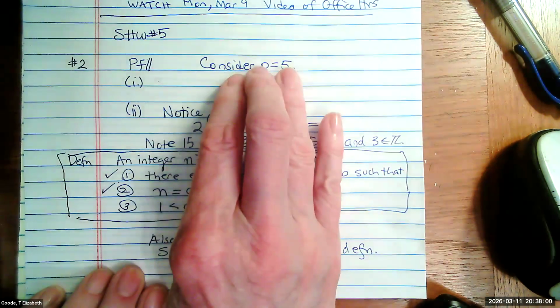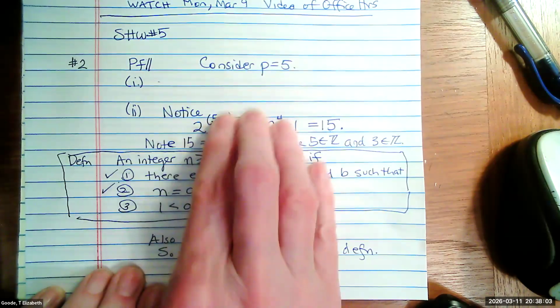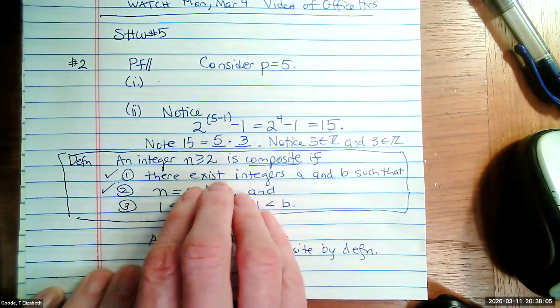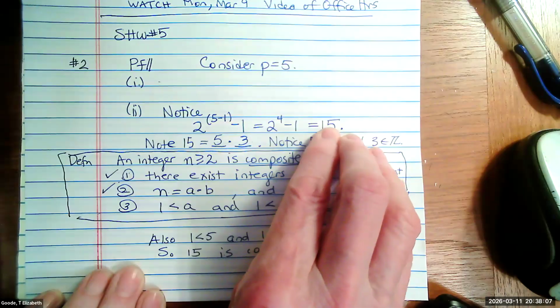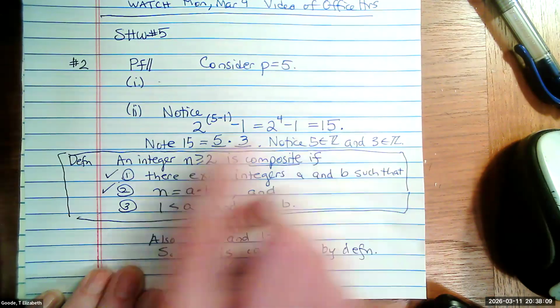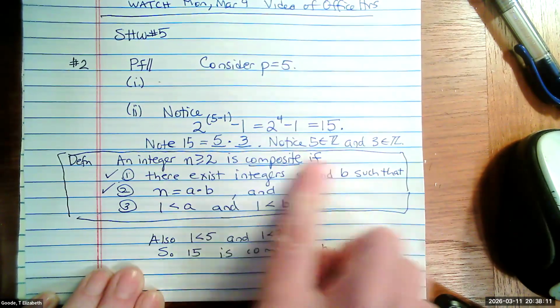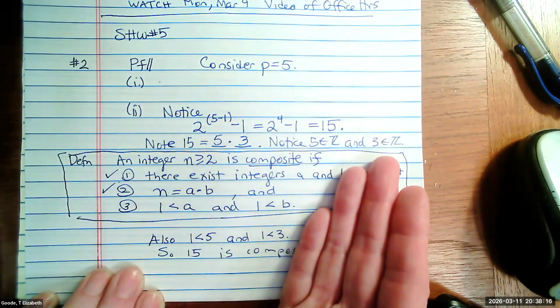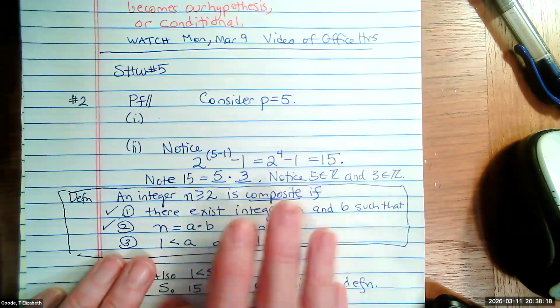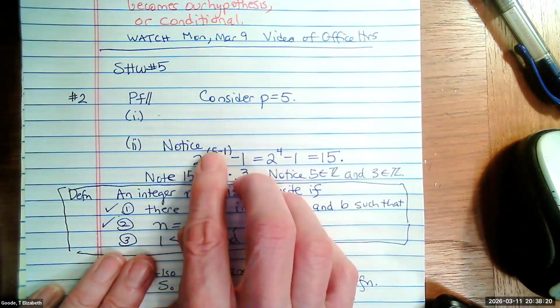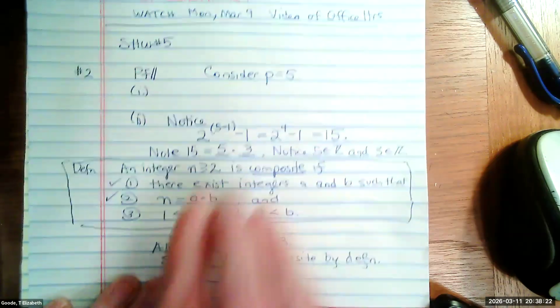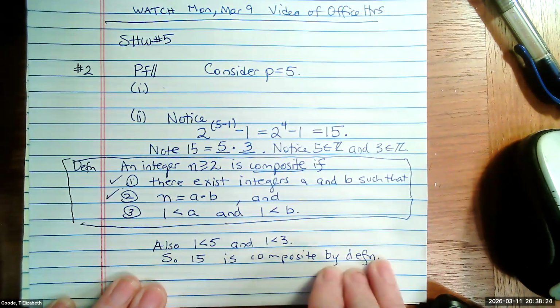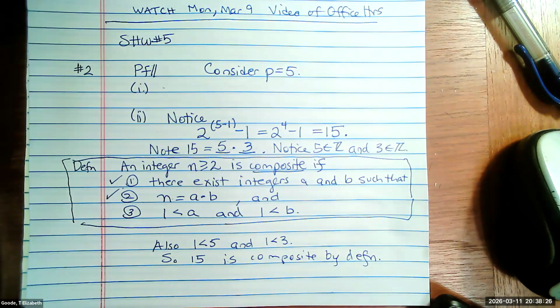You started it beautifully. Consider P equal 5. You verified P was a prime. You got this far, and then you forgot that you need to look at the definition of composite to make sure you address it. And then just remember, what was I trying to do? Look at your wish. We wish to show that 2 to the P minus 1 is composite. So at the end, you can say that it is composite.